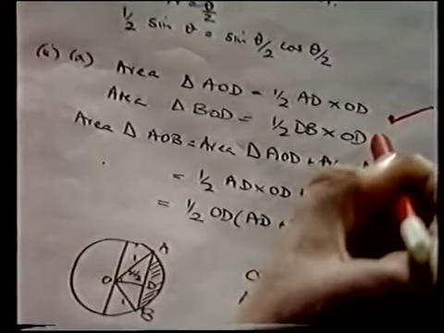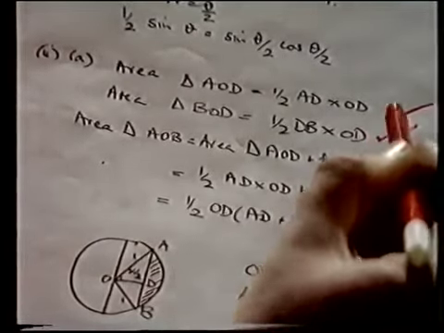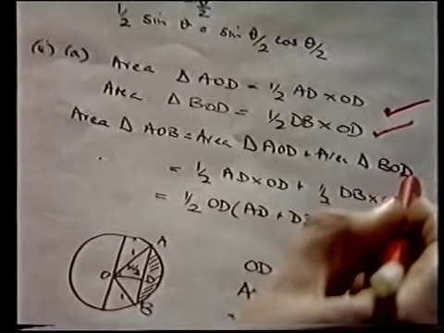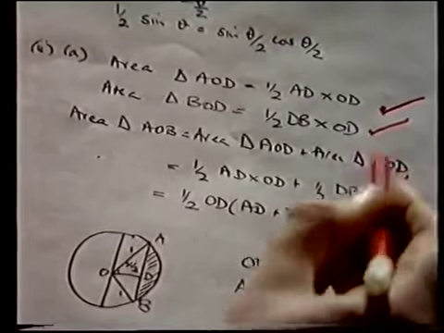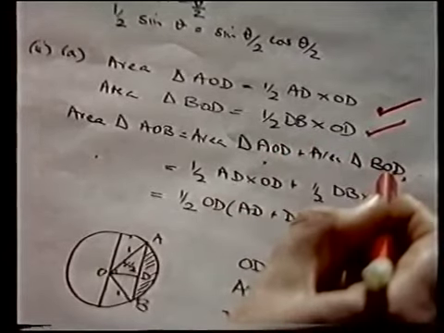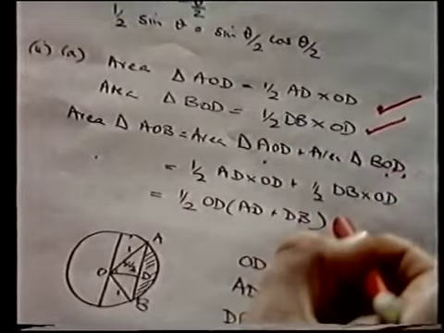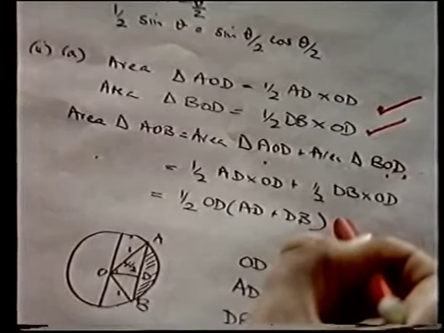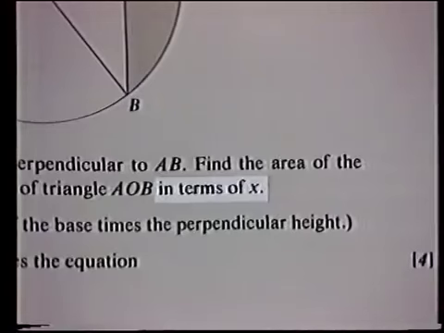He's then found the area of the triangle BOD. And here in the next line, he's realized that the area of the big triangle is the sum of the areas of the two he's just found. And he writes his answer in this last line as a half OD times AD plus DB. Now, that part of the question was worth 4 marks. But if you read it very carefully, it asks you for the area of the triangle AOB in terms of x. And this student didn't do that.